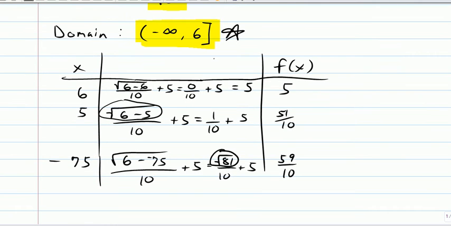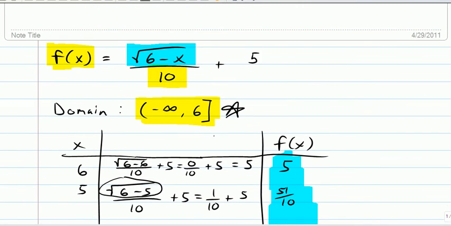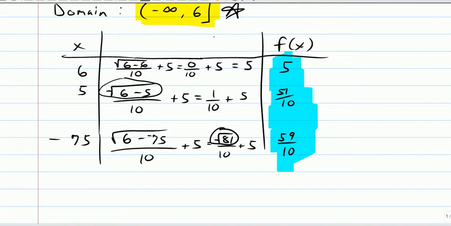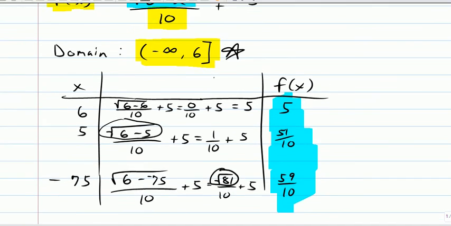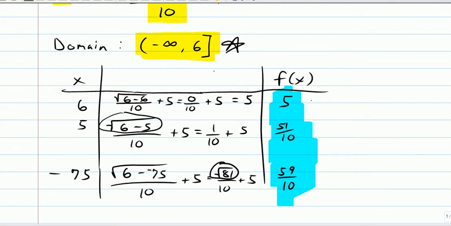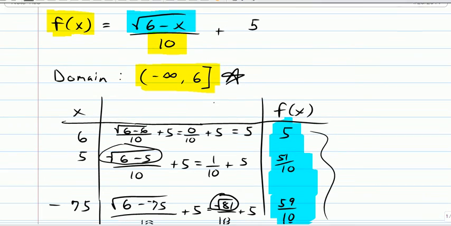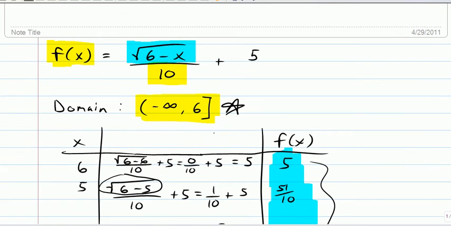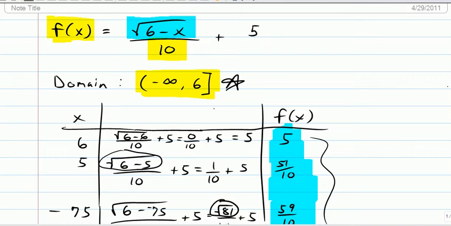All of these numbers that we're seeing over here are numbers in our range. Right now, the smallest number that we see is 5. Is there any way we can get a number that's smaller than 5? No, there's not, because the smallest that you can make this thing is 0. You can actually make that 0. So the smallest number we can get is 5.